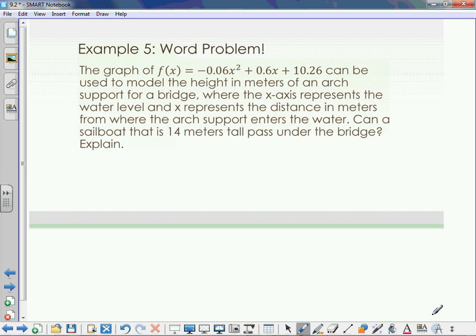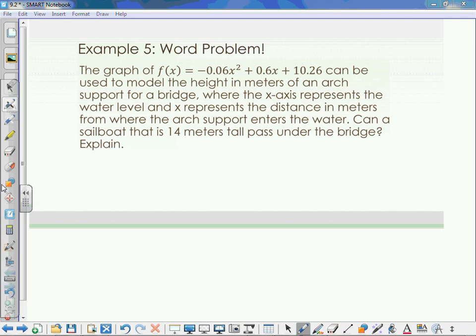The graph, and it gives you the equation, can be used to model the height in meters of an arch support for a bridge, where the x-axis represents the water level and x represents the distance in meters from where the arch support enters the water. Can a sailboat that is 14 meters tall pass under the bridge?